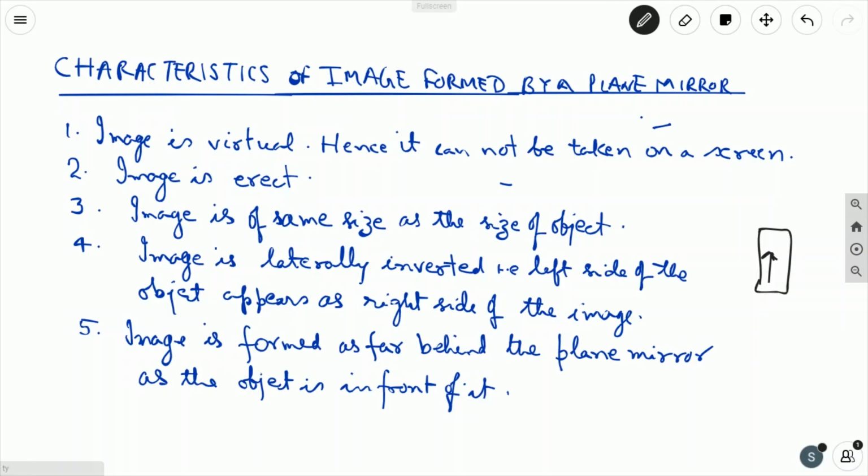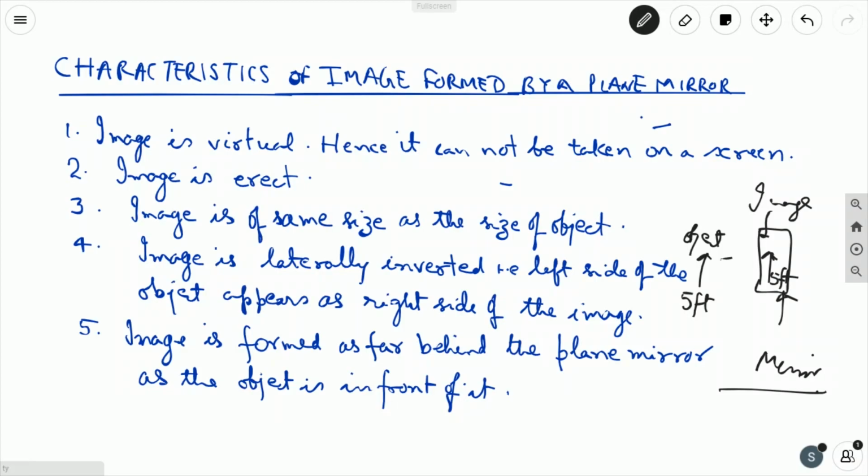The image is of the same size as the object. Suppose the object standing here is 5 feet, so the size of the image will also be 5 feet. So the image is of the same size as the object. This is the object, this is the image here, and this is the mirror, right? So the size of the object is equal to the size of the image. And the image is laterally inverted.